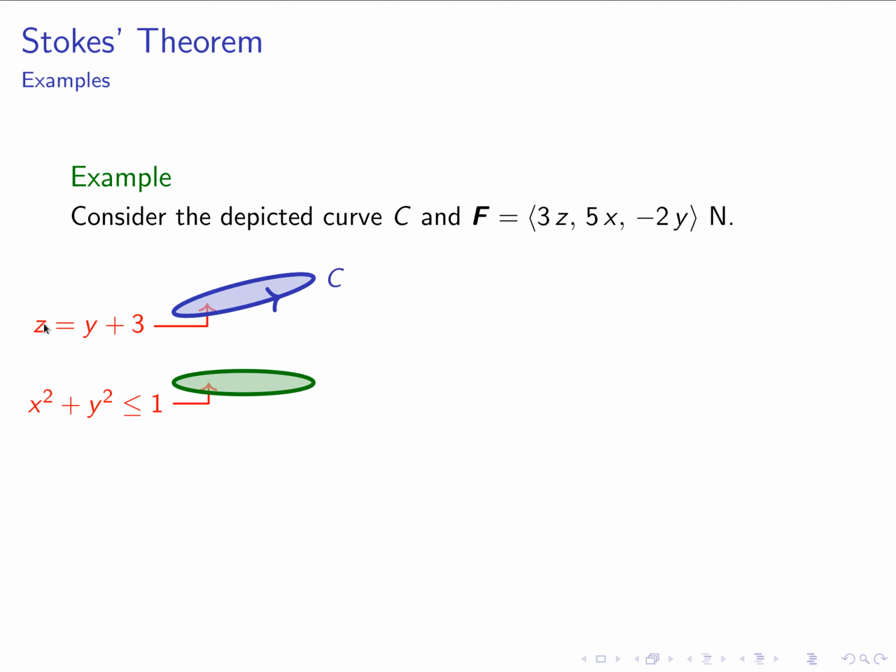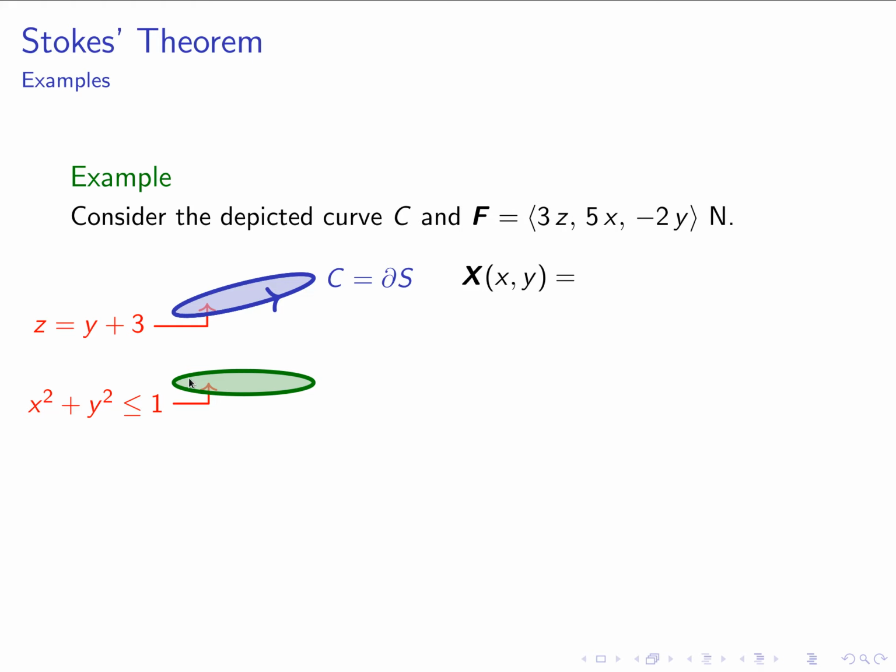And here what we're doing is we're looking at the plane given by z equals y plus 3, and we're only focusing on the portion of it that lives above this domain. So the idea here is that the curve we're interested in is the boundary of the surface obtained by only restricting the plane to the part that lives above this domain.